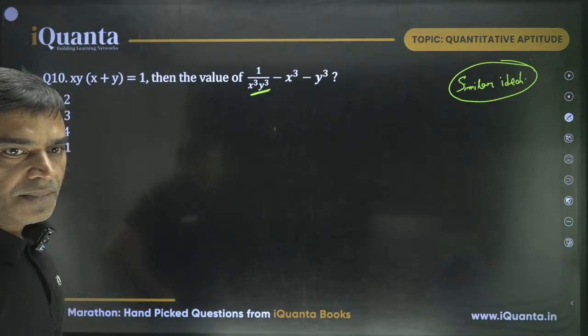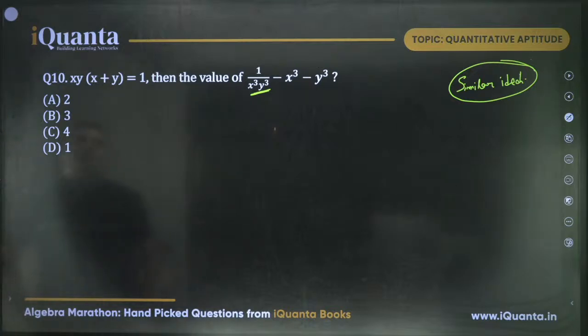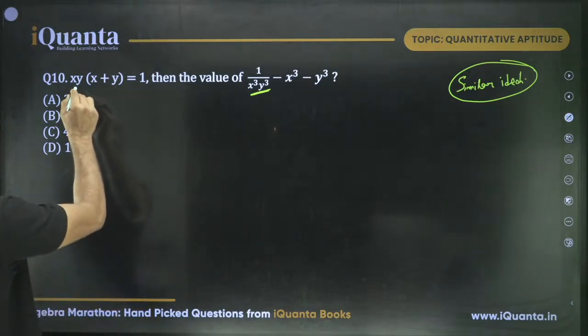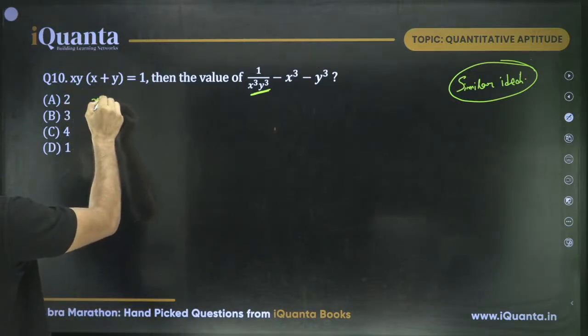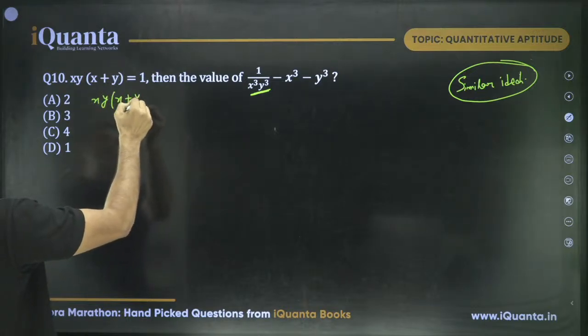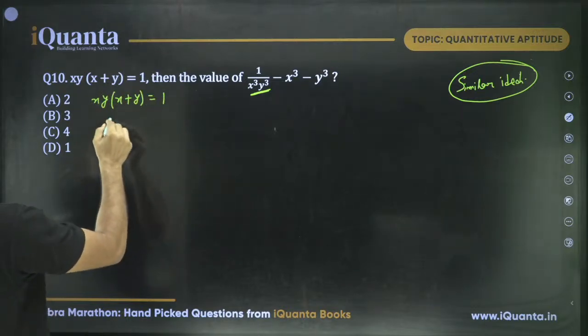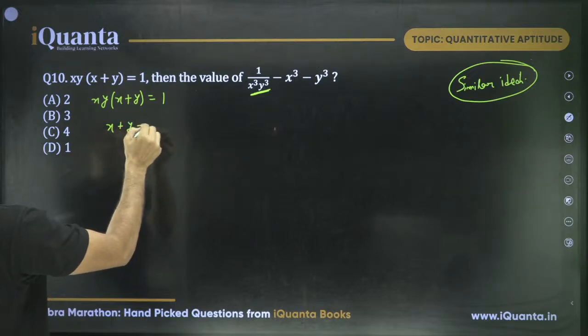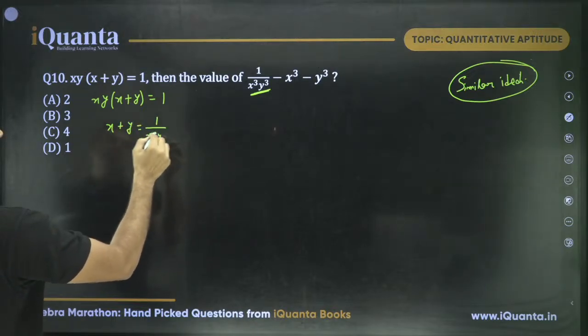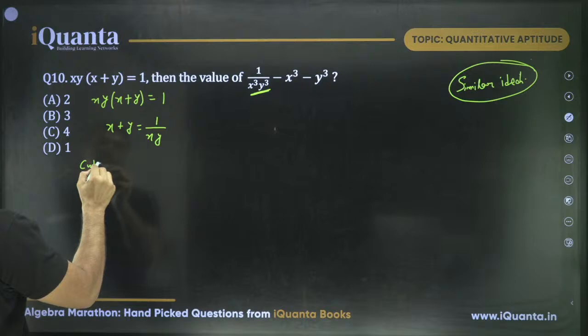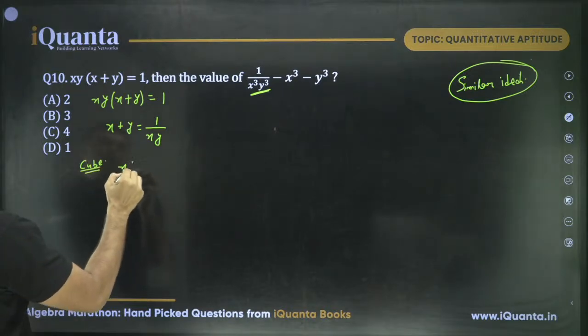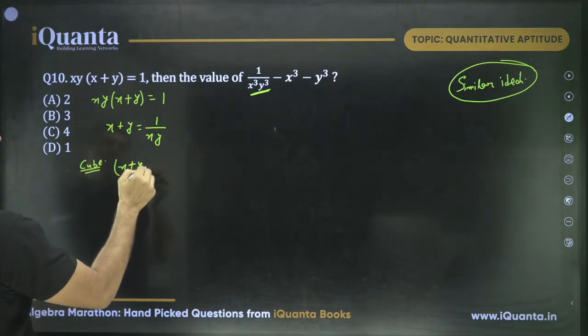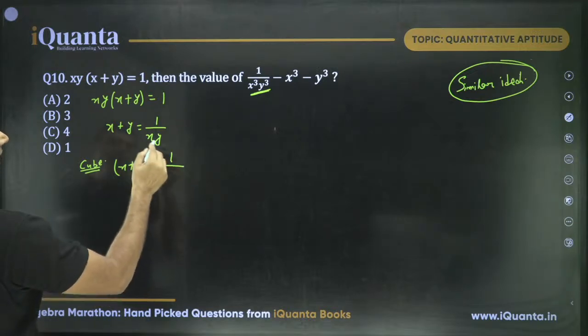Okay? चलो, let's see. बड़ा सुंदर क्वेश्चन है, सिंपल भी है. From here, if you see, xy into (x plus y) एक ही स्टेप में हो जाना चाहिए. Then x plus y is equal to 1 by xy. Now if you take the cube, what happens? You get (x plus y) whole cube is equal to 1 by x cube y cube.